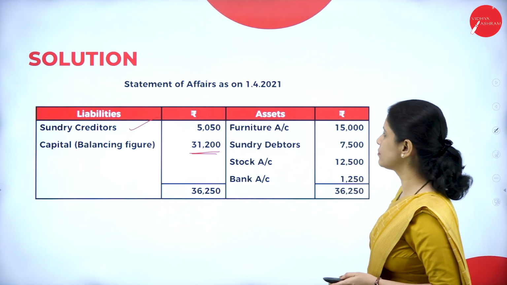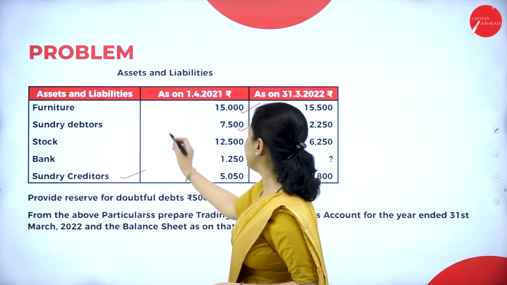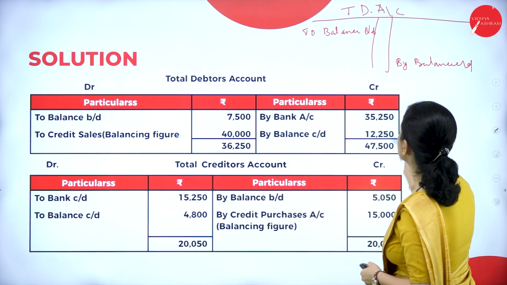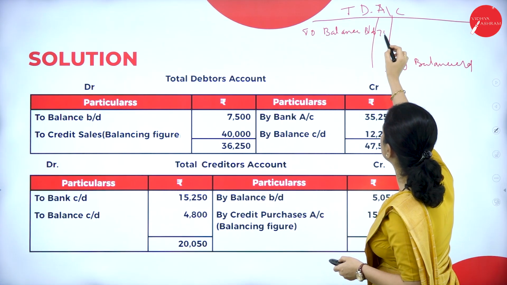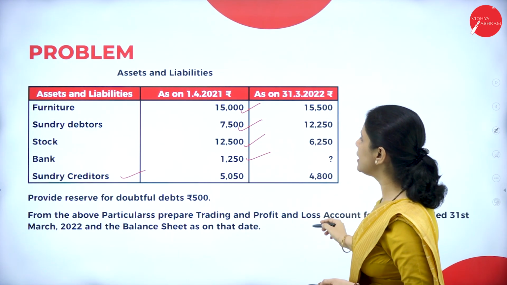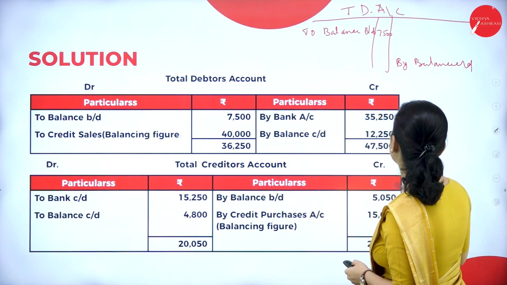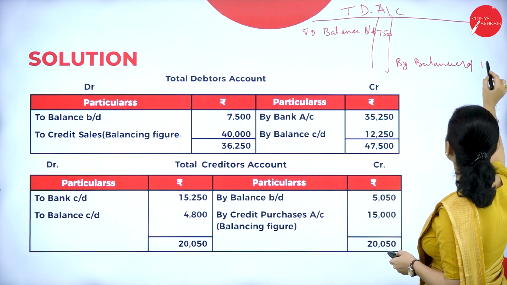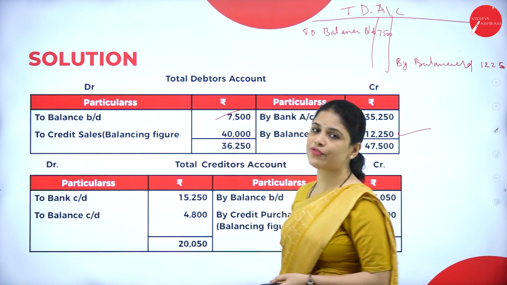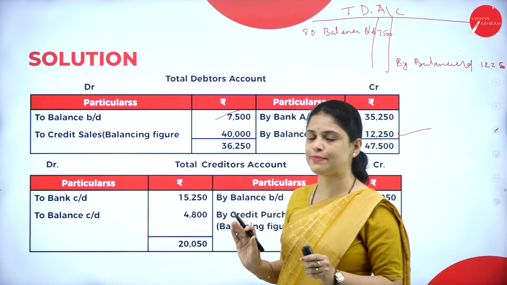So here, go to sundry debtors. How much is the opening one? 7,500. So 7,500 we will write here. And let us see the closing one. Closing one is 12,250. So 12,250 here, and the 7,500. That is what we have to write in the first place.